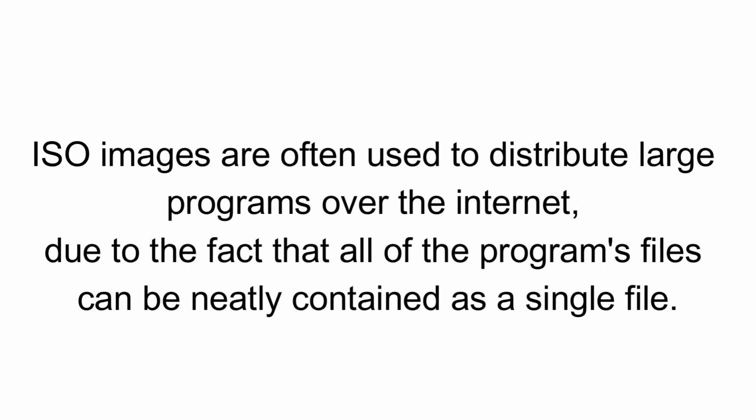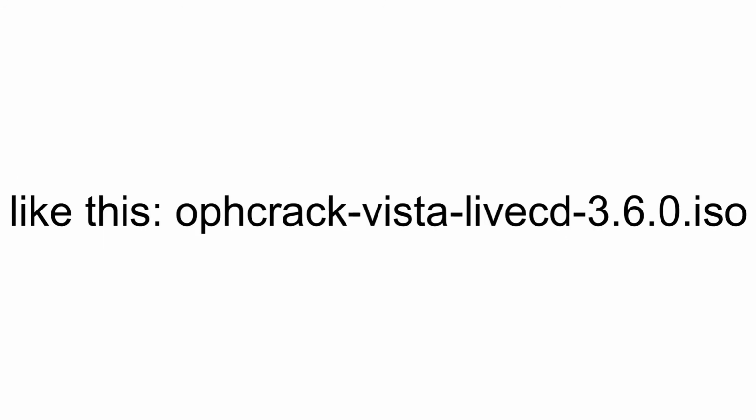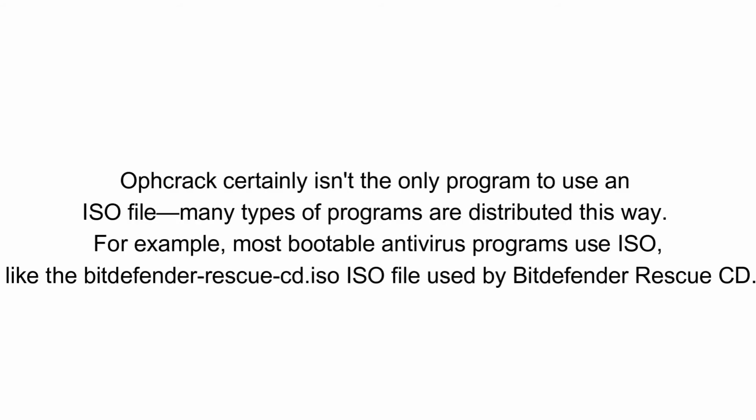ISO images are often used to distribute large programs over the Internet, due to the fact that all of the program's files can be neatly contained as a single file. One example can be seen in the free Ophcrack password recovery tool, which contains an entire operating system and several pieces of software. Everything that makes up the program is wrapped up in one file. The file name for the most recent version of Ophcrack looks like this: Ophcrack Vista Live CD-3.6.0.iso.